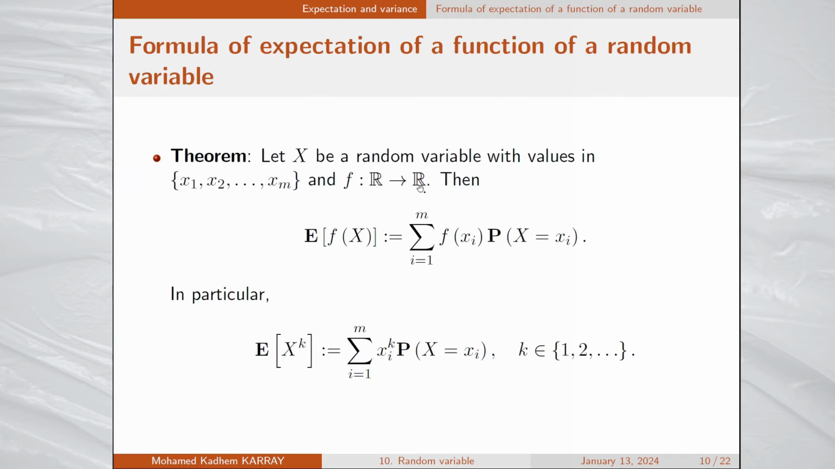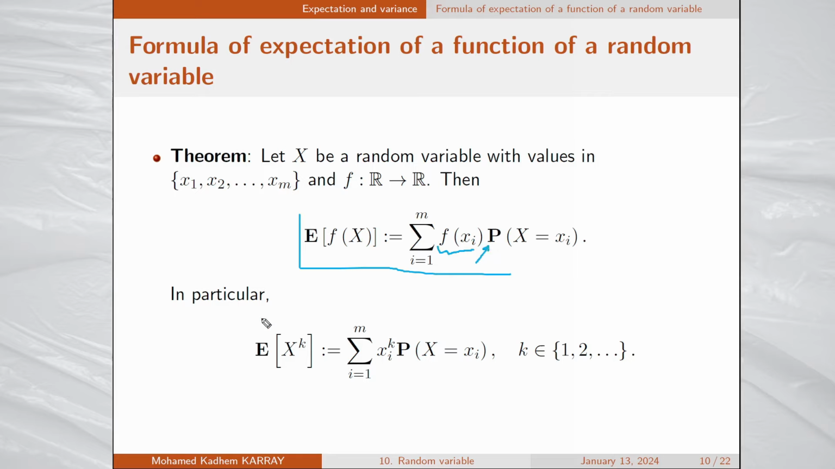Frequently, we have to calculate the expectation of a function of a random variable. And this is the formula which permits to calculate such expectation. The expectation of a function f of a random variable X equals the sum over all the values of the random variable of f of xi multiplied by the probability that X equals xi.